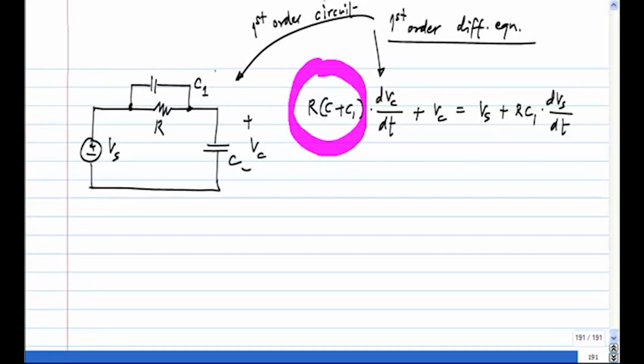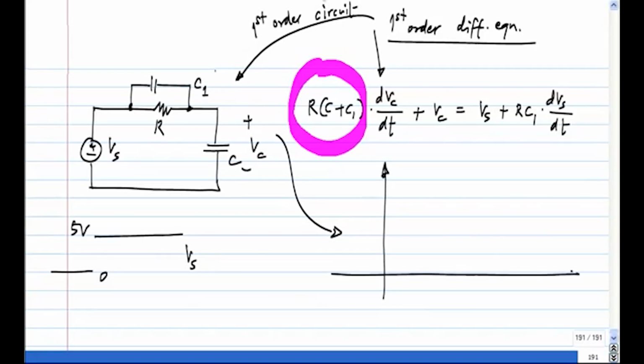Now let's say Vs is a step that goes from maybe 0 to 5 volts. What does Vc look like? Vs goes from 0 to 5 volts. What will Vc look like? Vc of 0 is 0. This capacitor has a 0 initial condition.